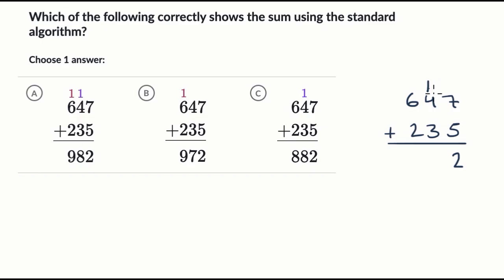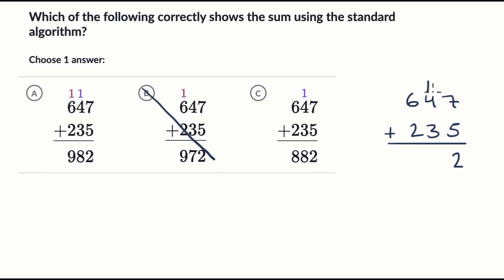And then we have, let's see, we're going to have 1, and actually we can already rule out this one right over here, B, because they didn't regroup those 10 ones as 110 right over here. So we don't see that here. But let's just keep going.